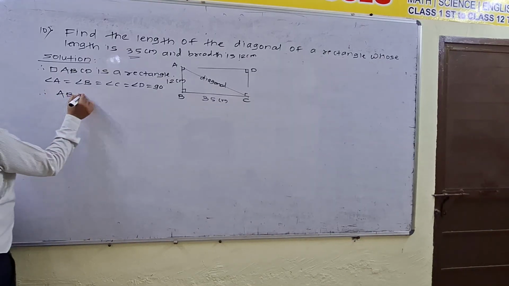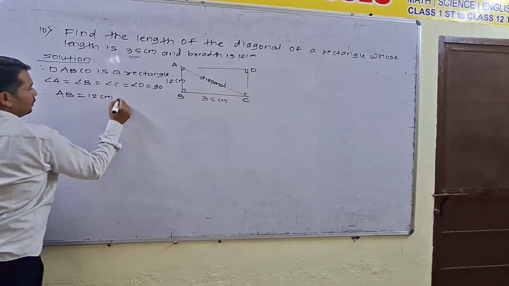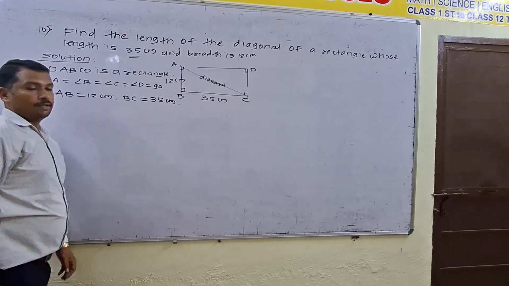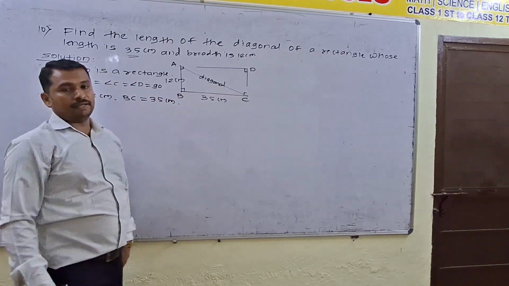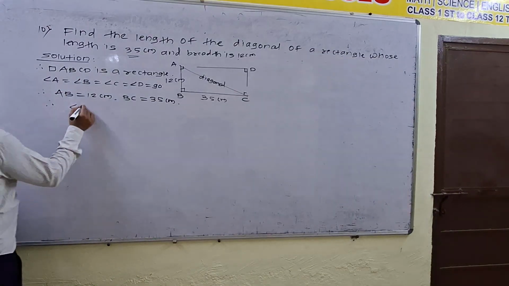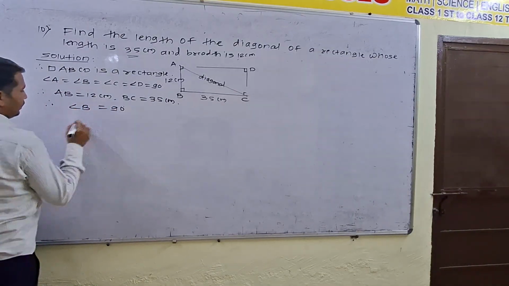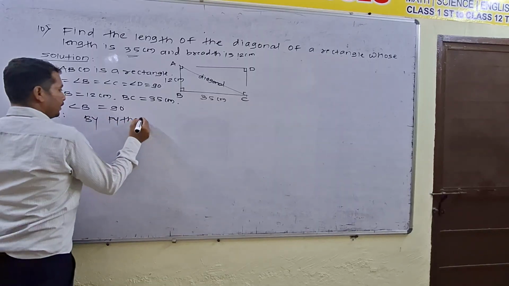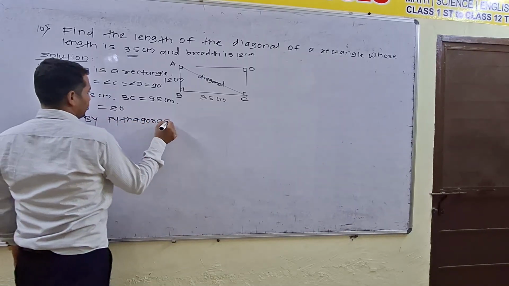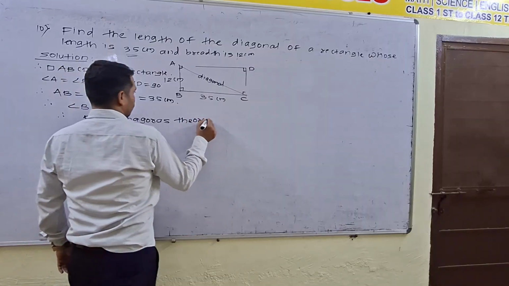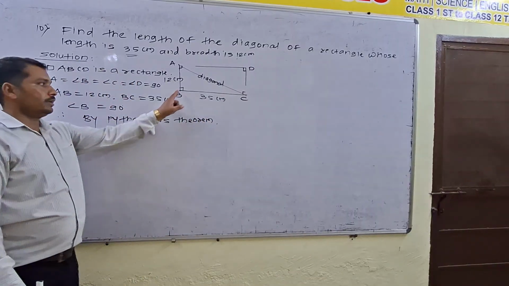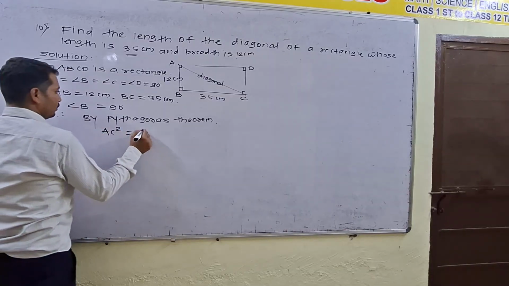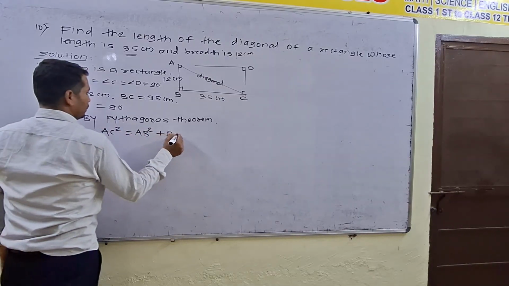So the value AB is 12 centimeter. Last one is BC. BC is equal to 35 centimeter. Now we consider angle B is 90 degree. So that is why I write down here angle B is equal to 90 degree. Again write down here by Pythagoras theorem. Opposite the 90 degree is the hypotenuse, therefore AC square is equal to AB square plus BC square.